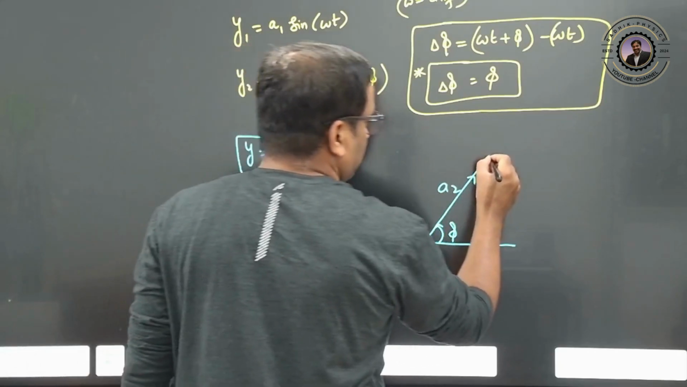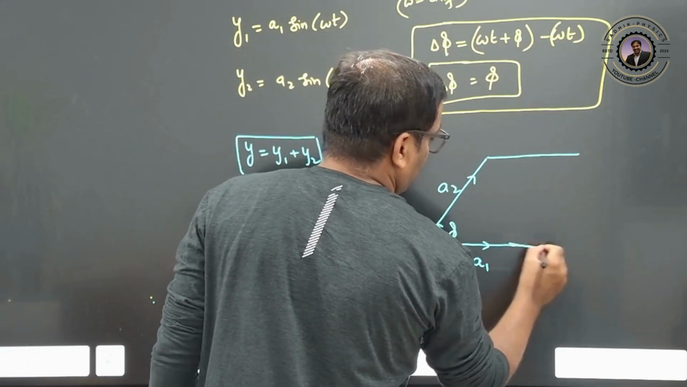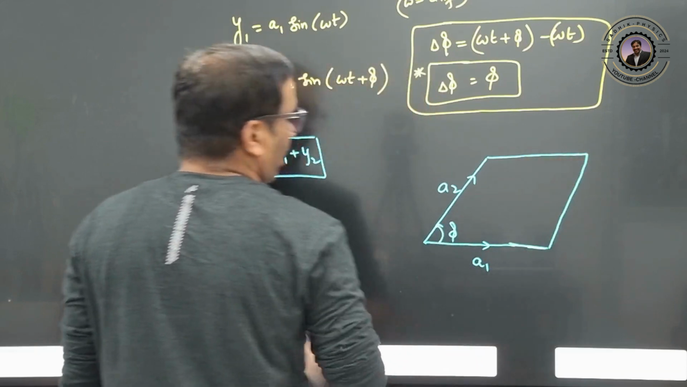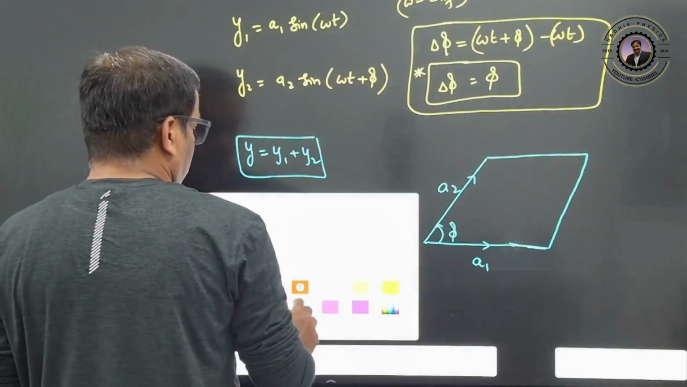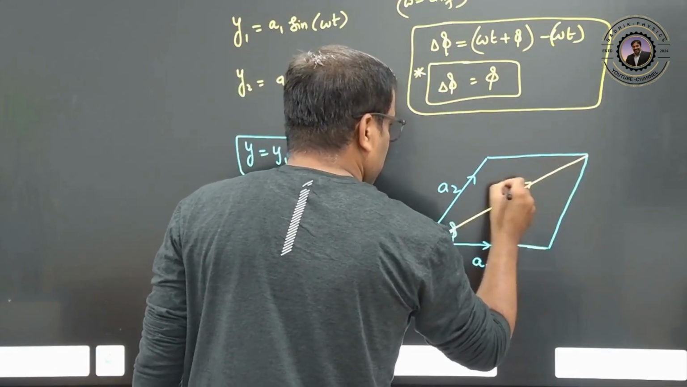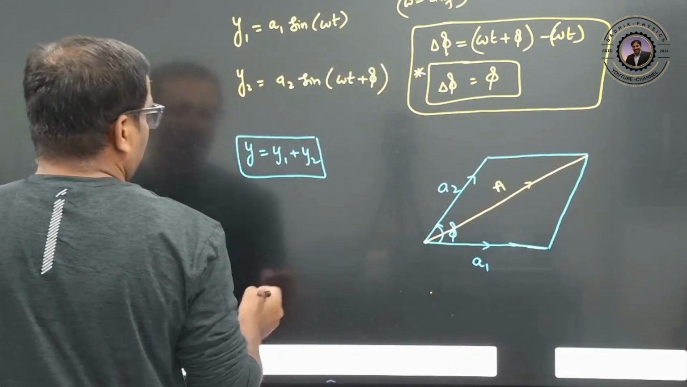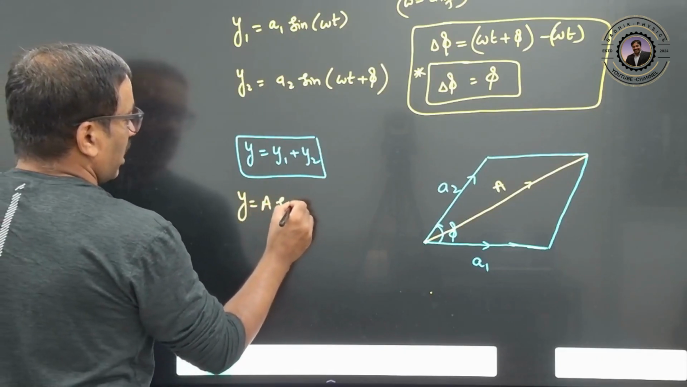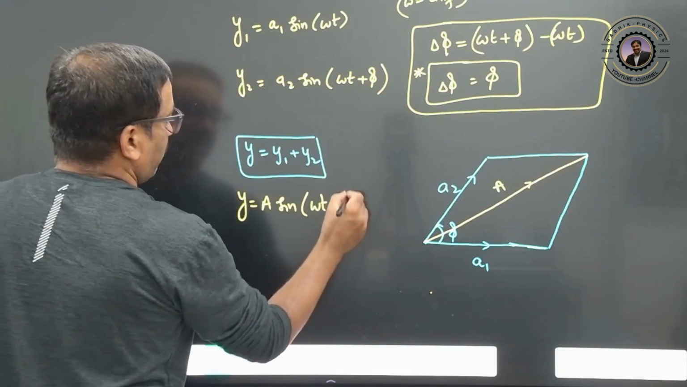So therefore these waves, we can rewrite it like a parallelogram law of addition of vectors, and the resultant is what? The resultant is nothing but the resultant amplitude. How can you rewrite it now? Therefore the resultant wave you can write as A into sine of omega t plus some phi dash.